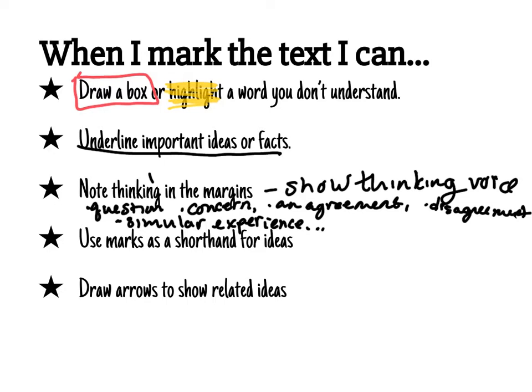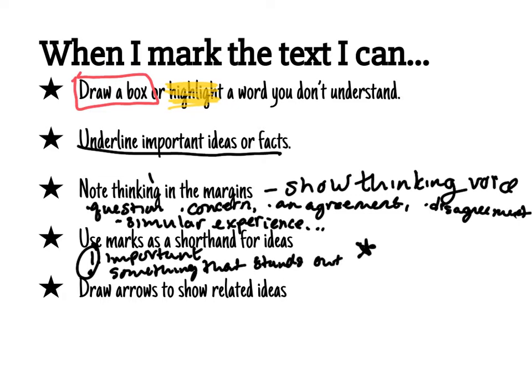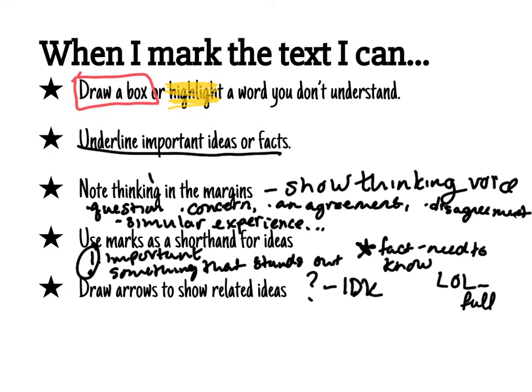Another thing you can do when you're taking notes is just use quick shortcut writing. For example, you might put an exclamation point for something important, or an agreement or disagreement, something that stands out. We might put a star for a fact you need to know or something interesting. Might put a question mark for something I don't know, maybe you're confused or don't understand. And we might even mark something that's funny, something that made us laugh or chuckle.